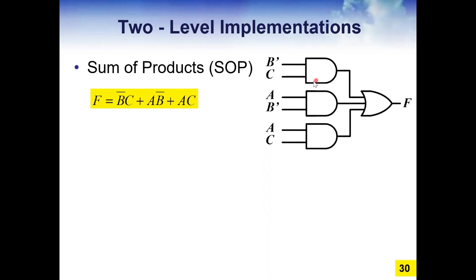2 level. How do we call the levels? Level means this is considered as 1 level, and this is another level. 2 steps, you can say. Okay. 2 level. If we also use the NOT gates, it is not going to be 2 level.